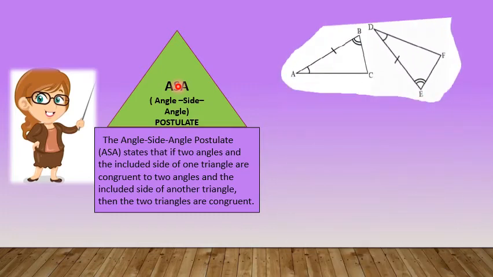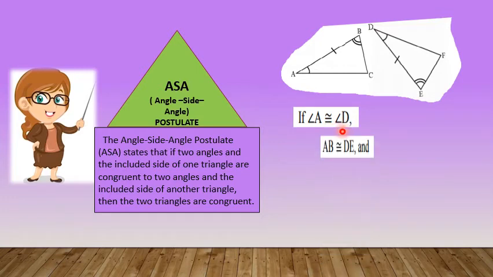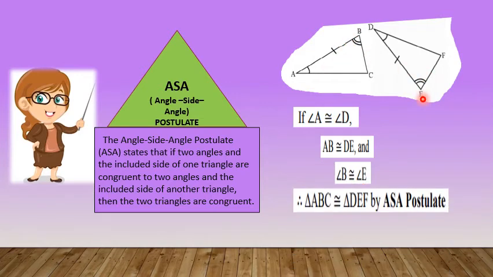Okay, let's have the example. That's the example of angle side angle. So let's have this one. If angle A is congruent to angle D, AB is congruent to DE, and angle B is congruent to angle E. This is angle B and this is angle E. Therefore, triangle ABC is congruent to triangle DEF by the angle side angle postulate.